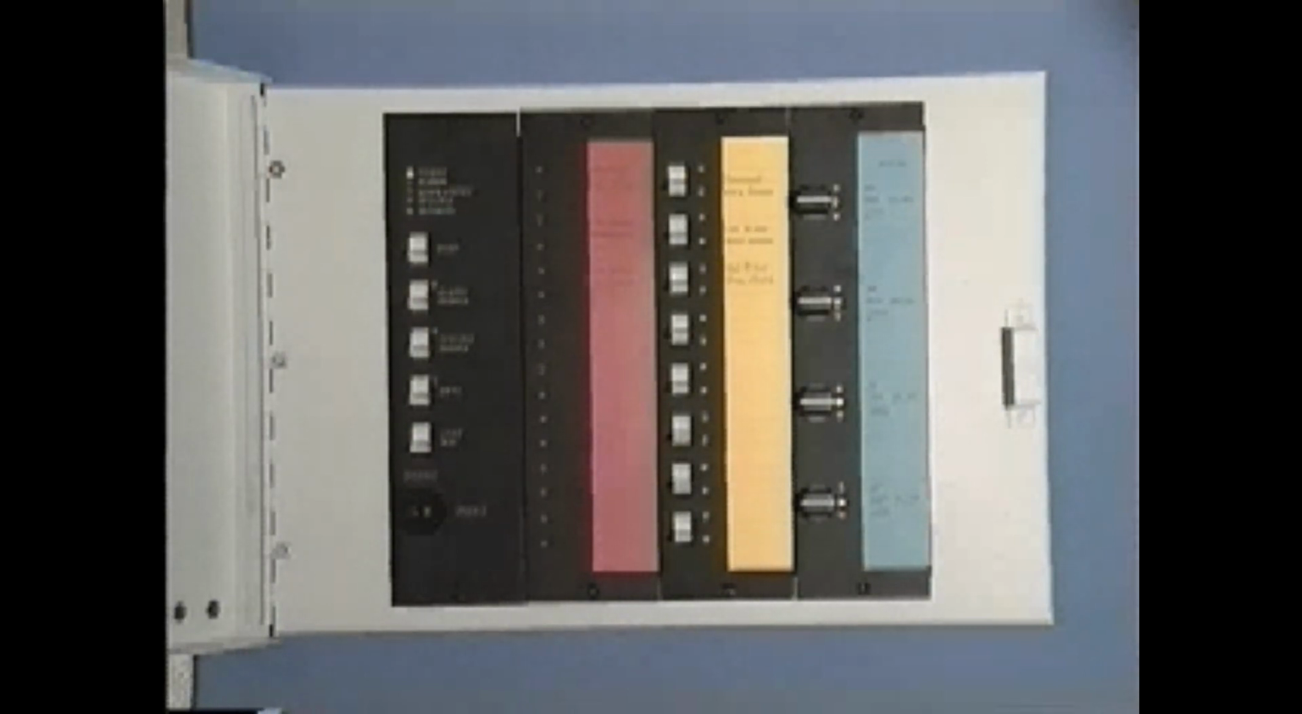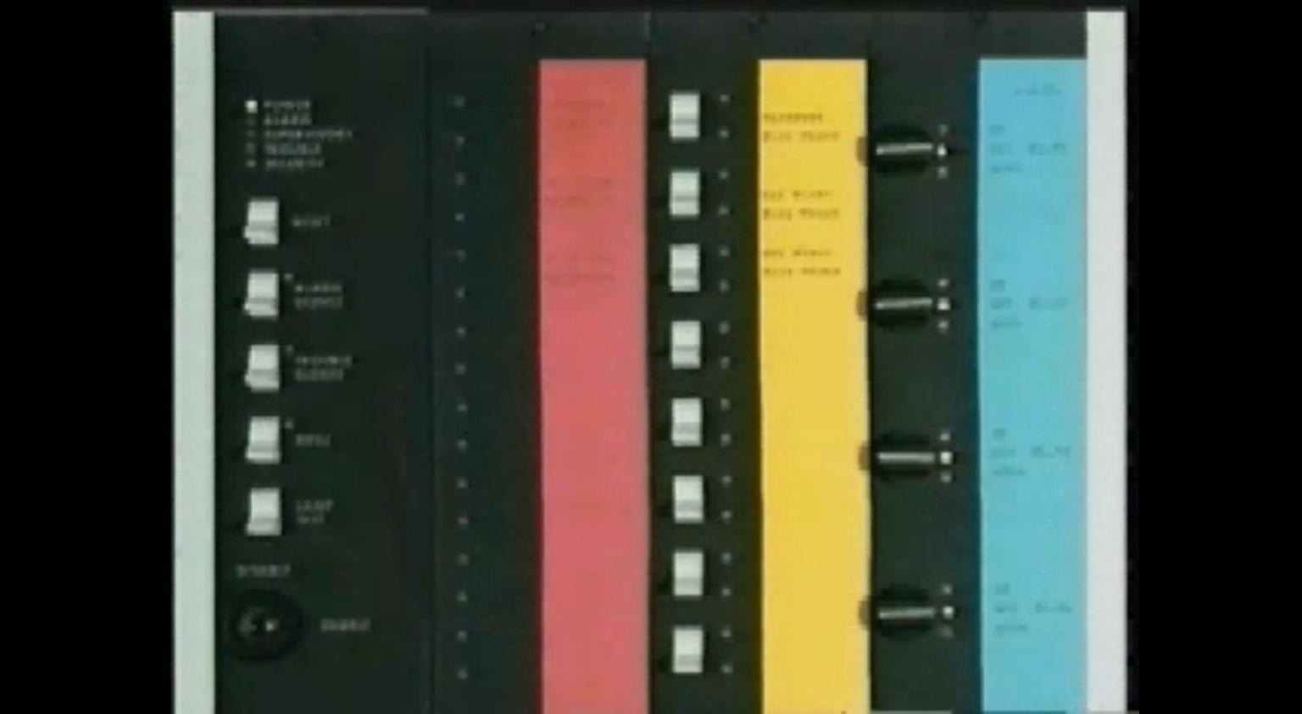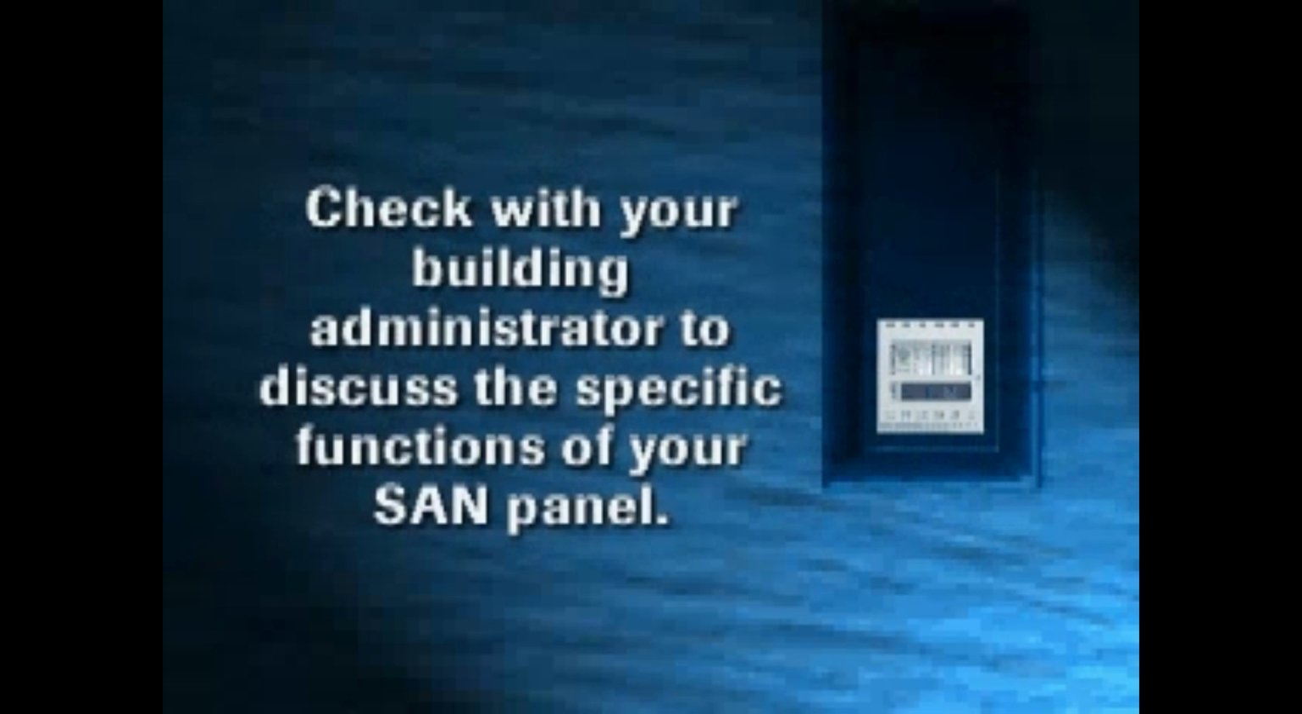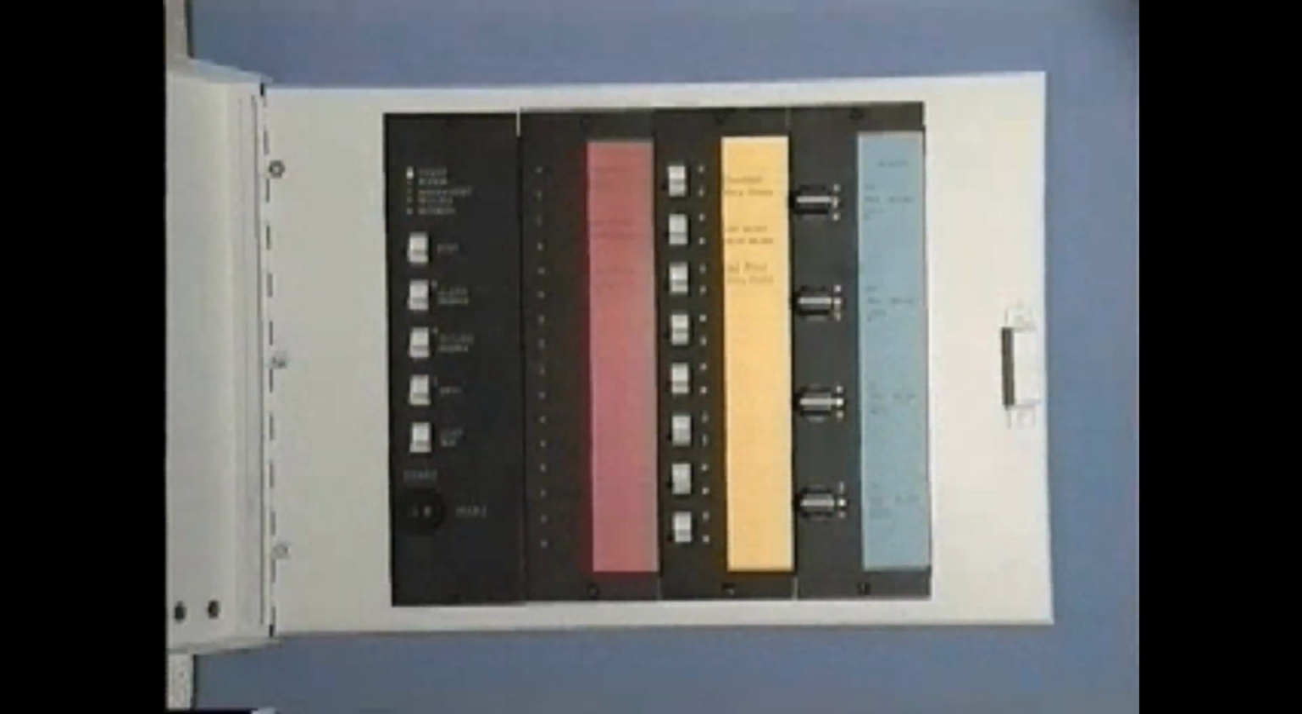These panels are used for point annunciation and remote switching functions at locations distant from the control panel, in this case the EST2. Keep in mind that the functions of SAN panels, such as the SAN4, the RSAN6, and the SAN8, vary according to site-specific information programmed into the fire alarm system. Be sure to check with your building administrator to discuss the specific functions of your SAN panel. For the purpose of this training package, we will be using the SAN4 panel.